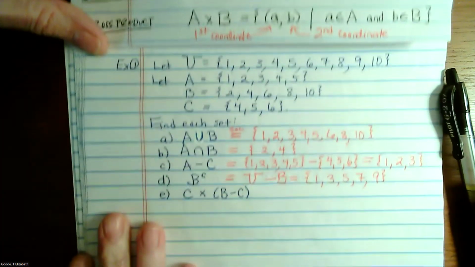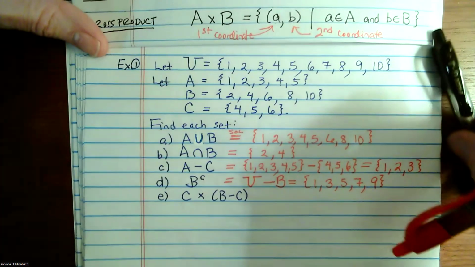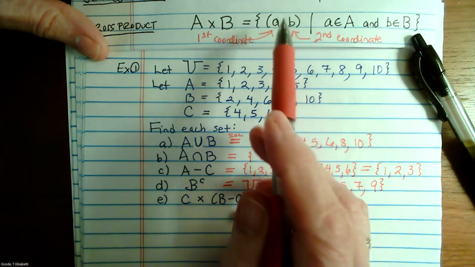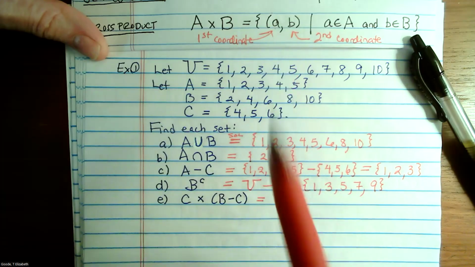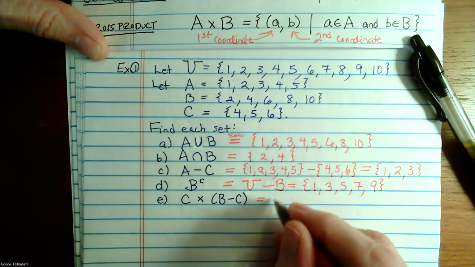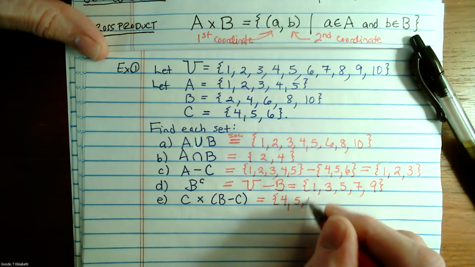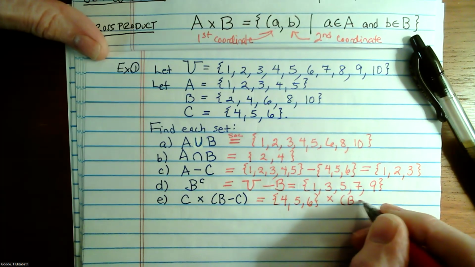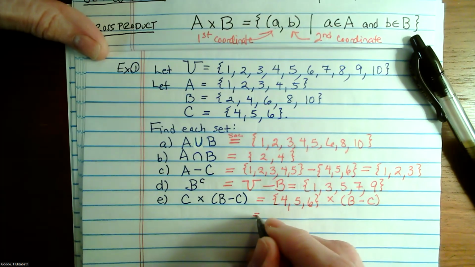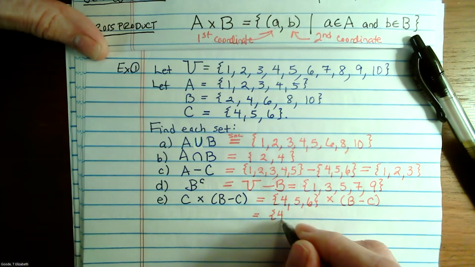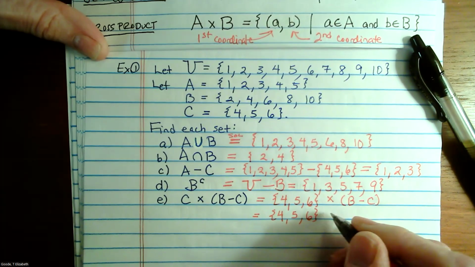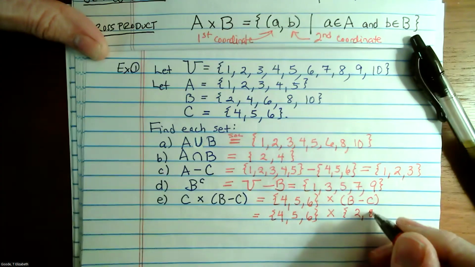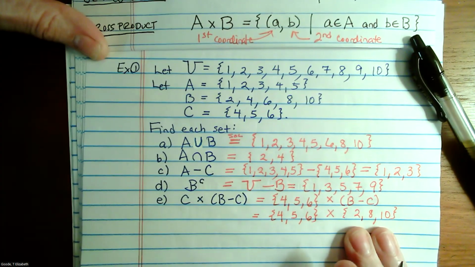And now finally, for this cross product problem, we're going to do a set difference first so that we can get our heads around what the elements are that are going to contribute first and second coordinates. So C is the set containing 4, 5, and 6. But we want to cross that with whatever B minus C is. So we need to figure out what's in B minus C. Anybody? What elements are going to be in B minus C? 2, 8, 10. Yep. 2, 8, and 10. Does anybody have any questions on why this set is the set B minus C?